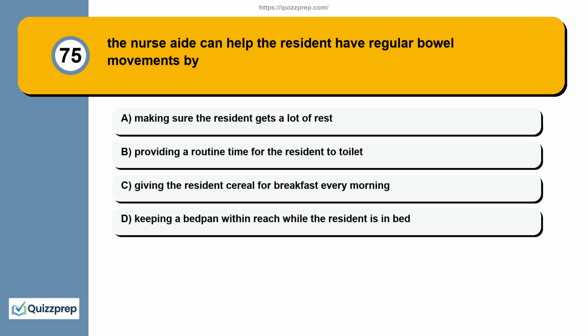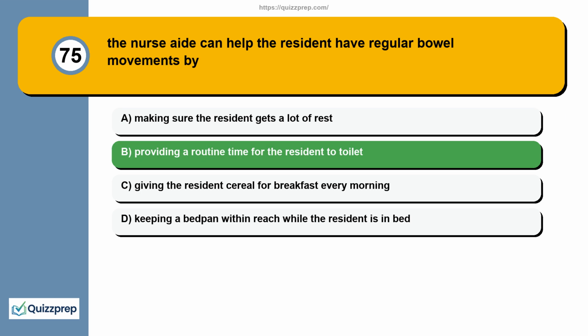Question 75. The nurse aide can help the resident have regular bowel movements by option A, making sure the resident gets a lot of rest. Option B, providing a routine time for the resident to toilet. Option C, giving the resident cereal for breakfast every morning. Option D, keeping a bedpan within reach while the resident is in bed. The correct answer is option B, providing a routine time for the resident to toilet.